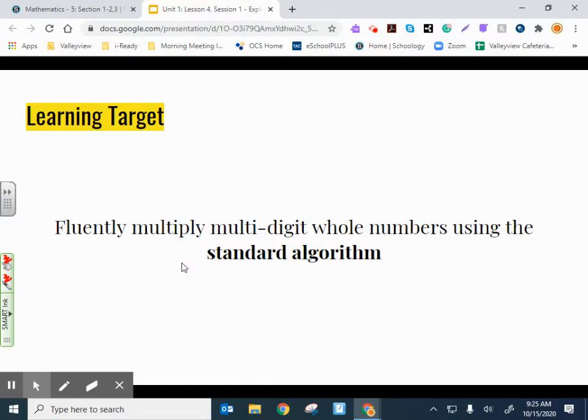All right. And so the goal for lesson 4 and its different sessions is for us to be able to fluently multiply multi-digit whole numbers using the standard algorithm. Fluently just means to the point where we understand the patterns and know exactly what to do at certain points. Fluently just means quicker or more accurately.